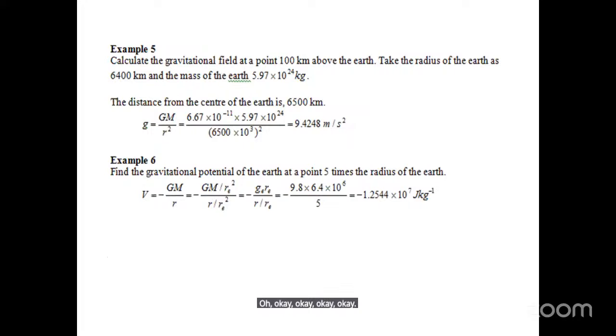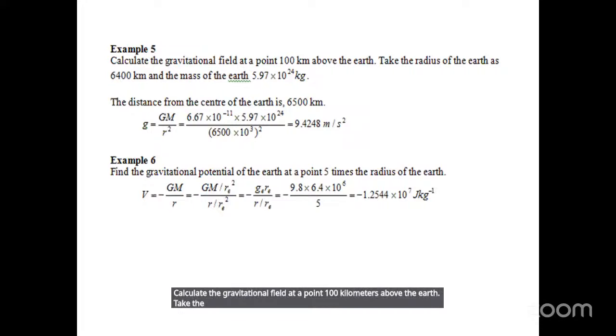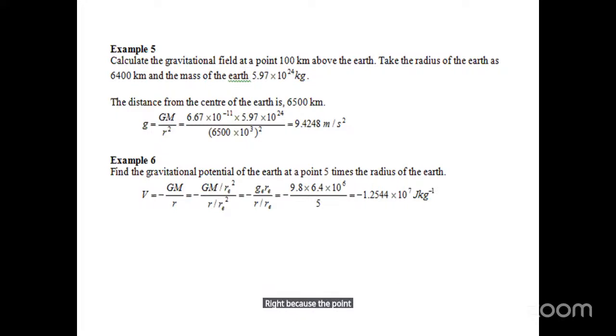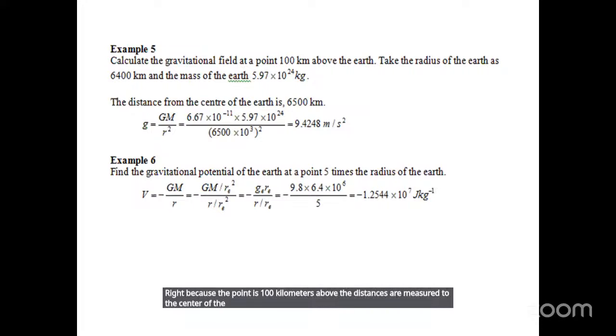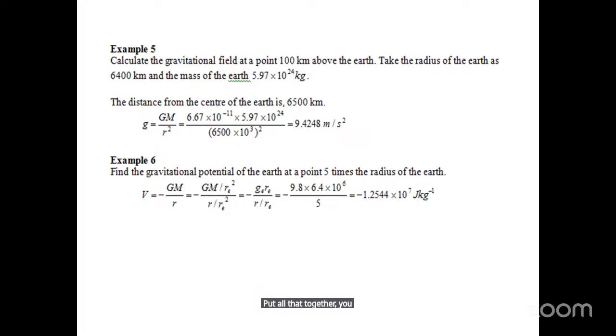Calculate the gravitational field at a point 100 kilometers above the Earth. Take the radius of the Earth as 6,400 kilometers and the mass of the Earth as 5.97 times 10 to the power 24 kilograms. The distance from the center of the Earth is 6,500 kilometers, right? Because the point is 100 kilometers above the Earth. Distances are measured to the center of the Earth. So g equals GM over r squared. Put all that together, you arrive at 9.4248 meters per second squared.